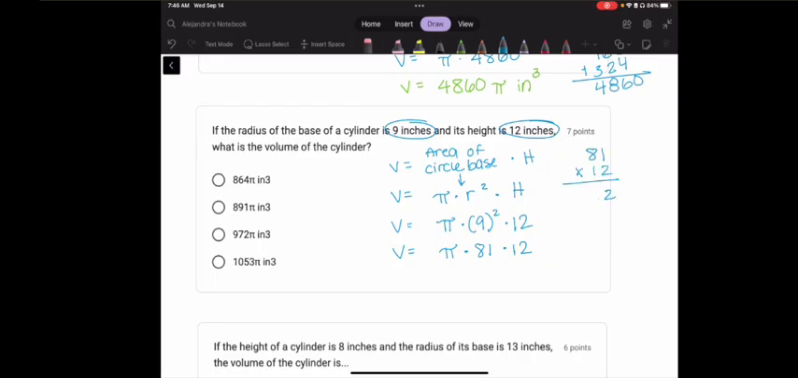So 81 times 12, that will be 2, 16. That will be 1 and 8. So it will be 2, 7, 9. So the volume will equal pi times 972. And I'm going to go ahead and rearrange this so I can have pi at the end, and I'm allowed to do that because they're multiplying. So it'll be 972 pi inches to the third power.